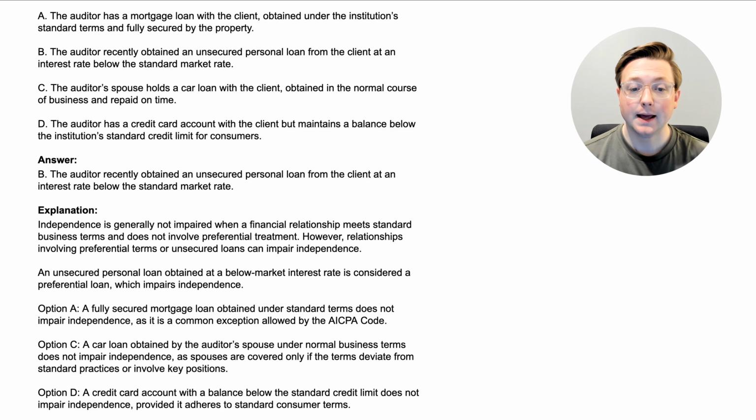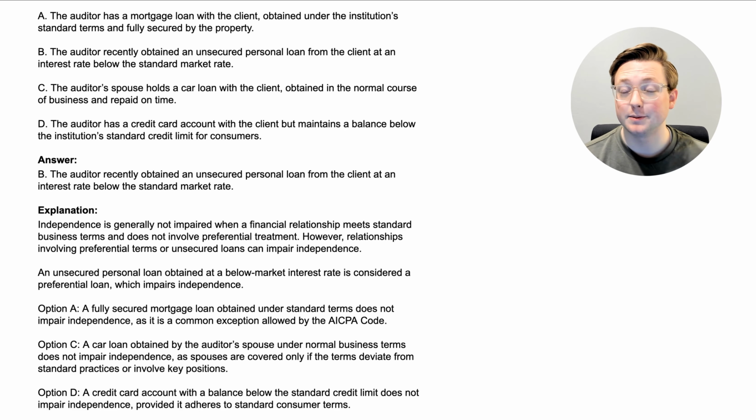So let's walk through this. Independence is generally not impaired when a financial relationship meets standard business terms and does not involve preferential treatment. However, relationships involving preferential terms, and we talked about this in question 2, or unsecured loans can impair independence. An unsecured personal loan obtained at a below market interest rate is considered a preferential loan, which impairs independence. So again, they didn't have to secure it with anything, and they also got a below market interest rate. That would be a preferential loan.